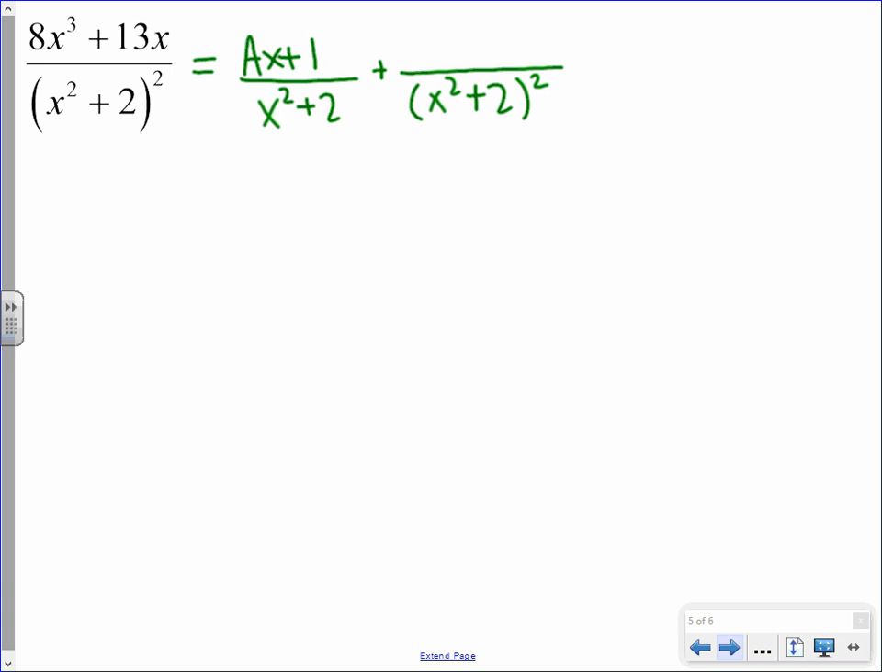Okay, so I'm going to write AX plus B and CX plus D. Since we have quadratic denominators, our numerators need to be linear. Now remember, we only have quadratic denominators if your quadratic factor cannot be broken up. X squared plus 2 cannot be factored. What do we multiply by? Jen, what do we multiply by? Great. X squared plus 2 squared.